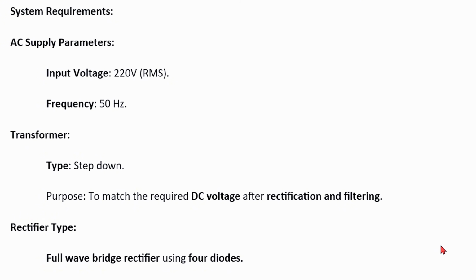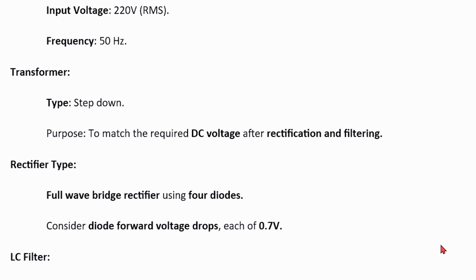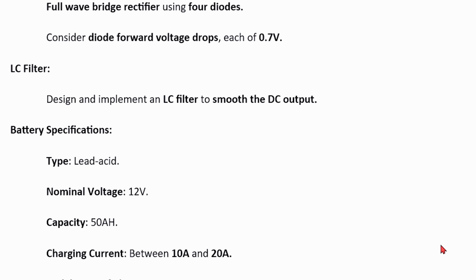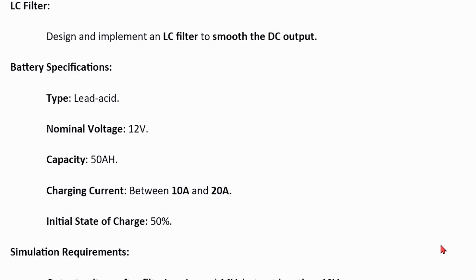System requirements. AC supply parameters: input voltage, 220 volts RMS; frequency, 50 Hertz. Transformer: type, step down. Purpose, to match the required DC voltage after rectification and filtering. Rectifier type: full-wave bridge rectifier using 4 diodes. Consider diode forward voltage drops, each of 0.7 volts. LC filter: design and implement an LC filter to smooth the DC output.